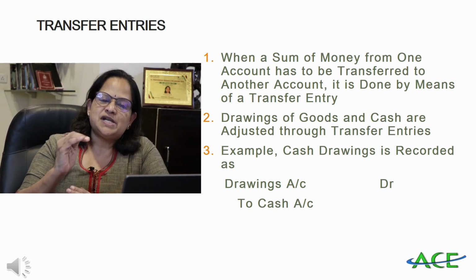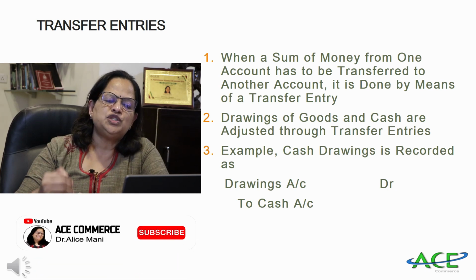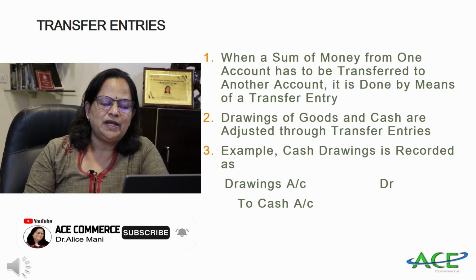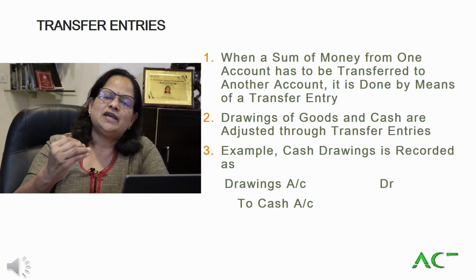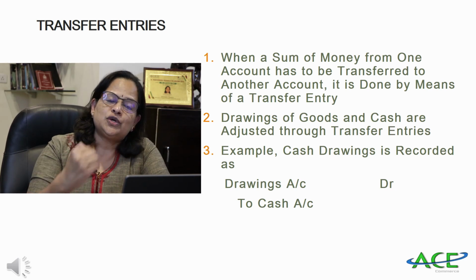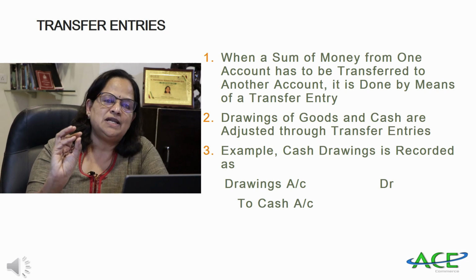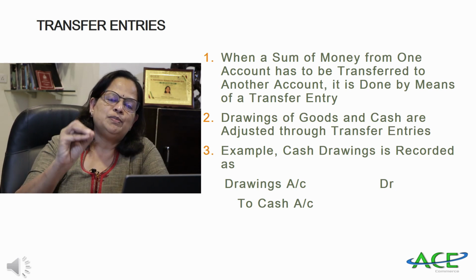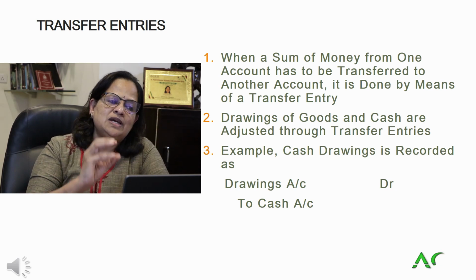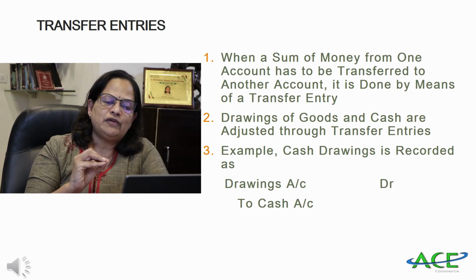Here, transfer entries mean when a sum of money from one account has to be transferred to another account, it is done by means of a transfer entry. For example, when you record cash drawings first, you will write drawings to cash account. But this actually affects the capital account. So the second entry we have to pass is drawings to capital. That is what we are going to do. So that is the transfer entry. Drawings is transferred to capital. You have to remember that.